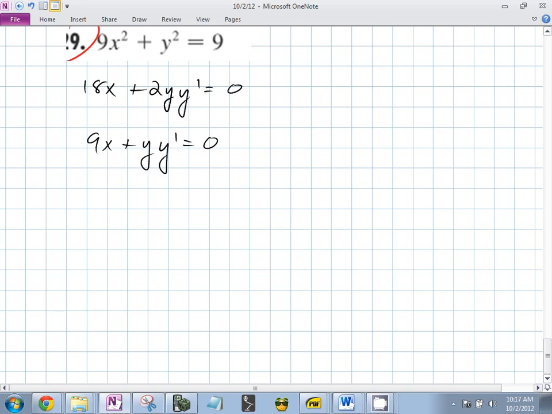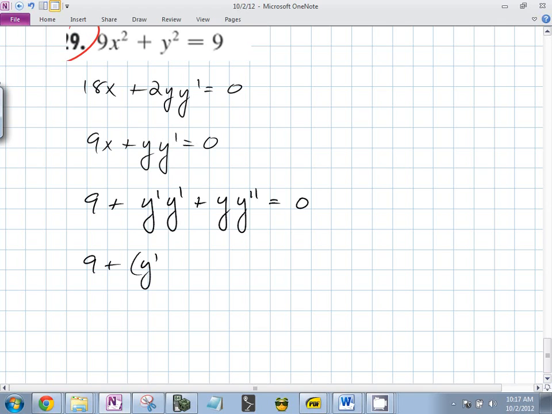Here's the thing. Do we need to absolutely isolate y prime in order to take the derivative? Did we have to isolate y to take the derivative there? So do we have to isolate y prime to take the derivative here? No, we don't. So let's take the derivative. What's the derivative of 9x? 9 plus. Now what rule do we need to use? Product rule. What's the derivative of the first? Y prime times y prime, the derivative of the first times the second, plus the first times the y double prime equals. So what does that equal? 9 plus y prime squared plus y double prime equals 0.